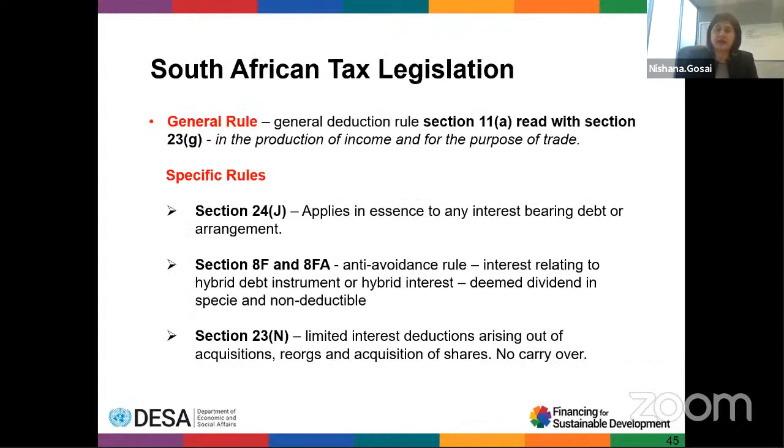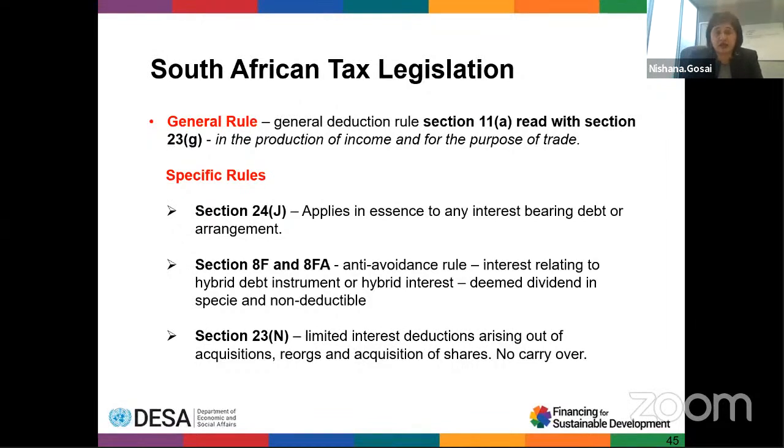So just from an income tax perspective, I feel that we suffer from an overload of interest limitation rules in various shapes and forms. We've got our general deduction rule, which says that interest as a whole is not deductible if it is not in the production of income and for the purpose of trade. So it's an and test. This has got nothing to do with limitation.